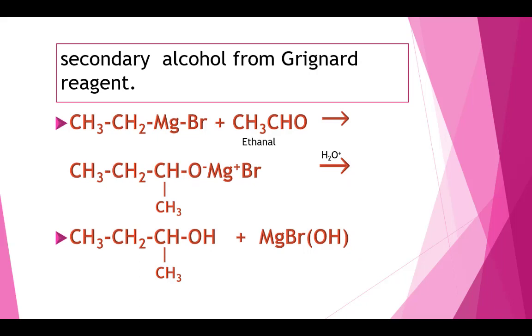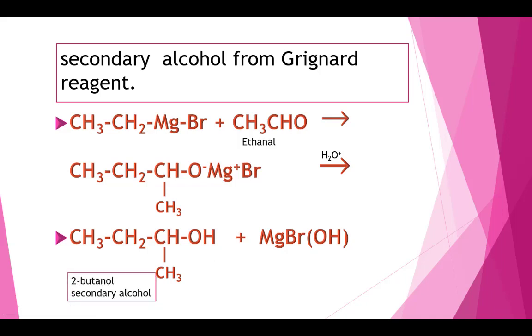Secondary alcohol from Grignard reagent. Secondary alcohol can also be prepared from the Grignard reagent. Grignard reagent, when it reacts with ethanal or acetaldehyde, is converted into an intermediate with another methyl group, CH3CH2CH(CH3)OMgBr, and this intermediate on hydrolysis is converted into CH3CH2CH(CH3)OH plus MgBrOH.